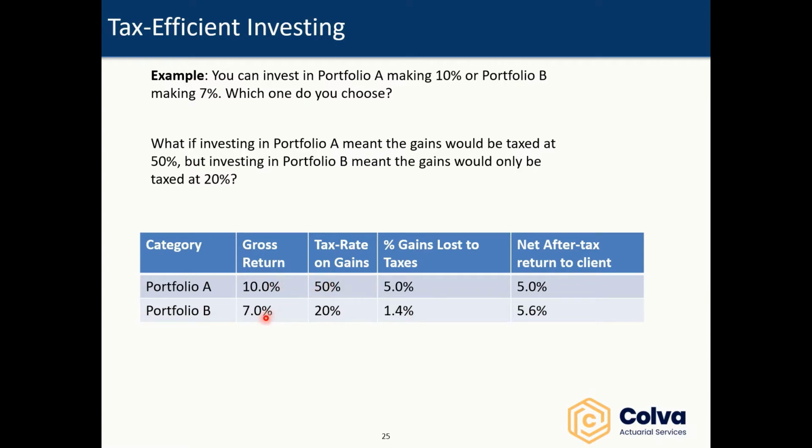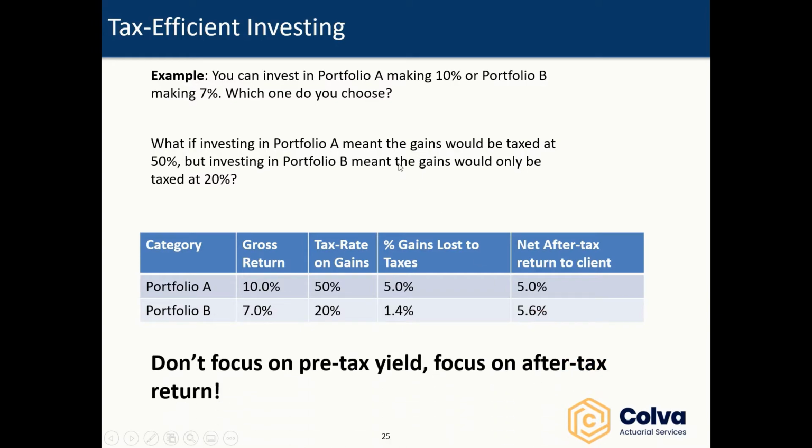Whereas portfolio B, yes, it's earning a lower amount, but the taxes are also lower, right? So instead of losing 5% to taxes, I'm only losing 1.4%. So on an after-tax basis, I'm actually coming out ahead at 5.6%, right? And this is why it's really important to focus not on pre-tax yield, but on after-tax return.